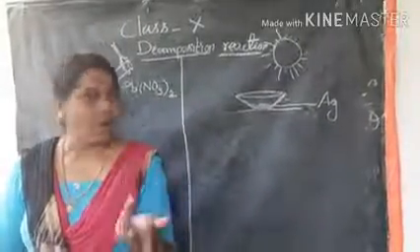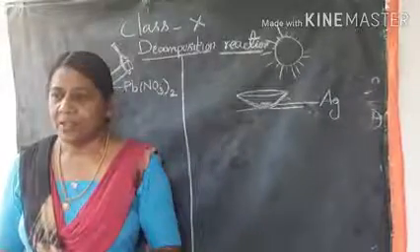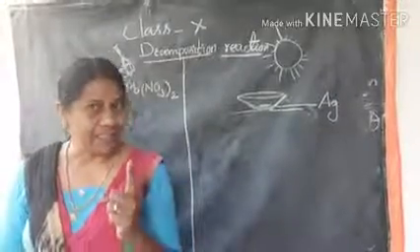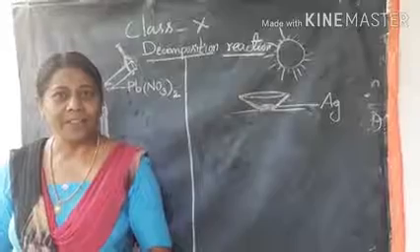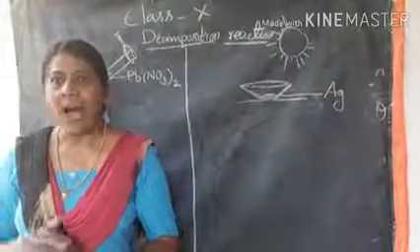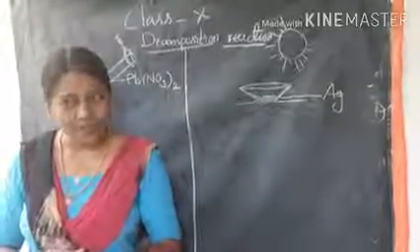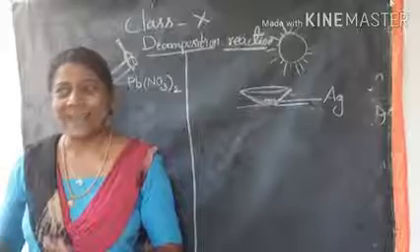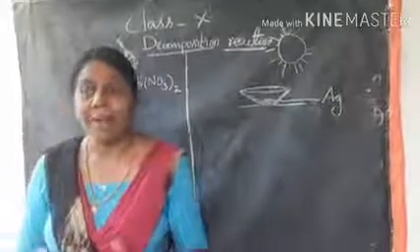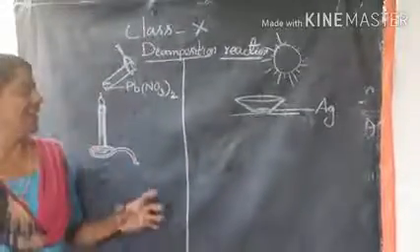Okay, let me ask one question to you. What was the color of ferrous sulfate when it is heated before? Yes, it is green color. After heating, which are the two gases evolved? Yeah, it's right. That is sulfur dioxide and sulfur trioxide. Come, let us see another example for decomposition reaction.